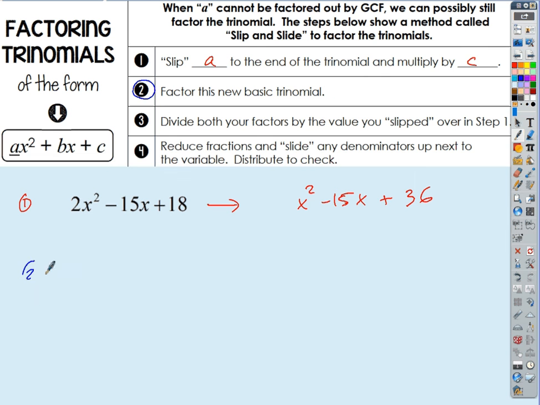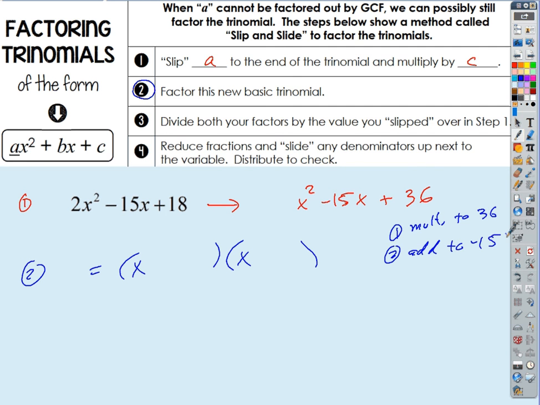So step 2, what's that going to break up into? I know I'm going to get x's there. What do my magic numbers have to multiply to? Okay, so we got to multiply to 36 and add to what? Okay, what magic numbers do the trick? Okay, and they'd both be negative, right? Everybody agree? So I'm going to get negative 12 and negative 3.